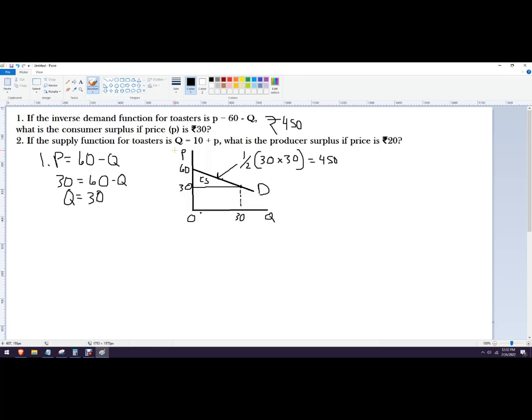The supply function for toasters is Q equals 10 plus P. So we want to know how many units they will be willing to sell when the price is 20 rupees. So for number two, going to do a similar type thing. And so I got Q equals 10 plus 20 rupees. So that's 30.